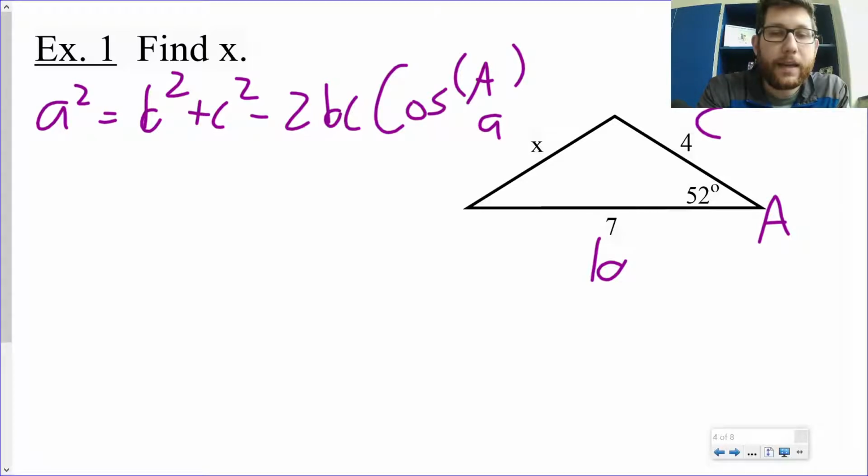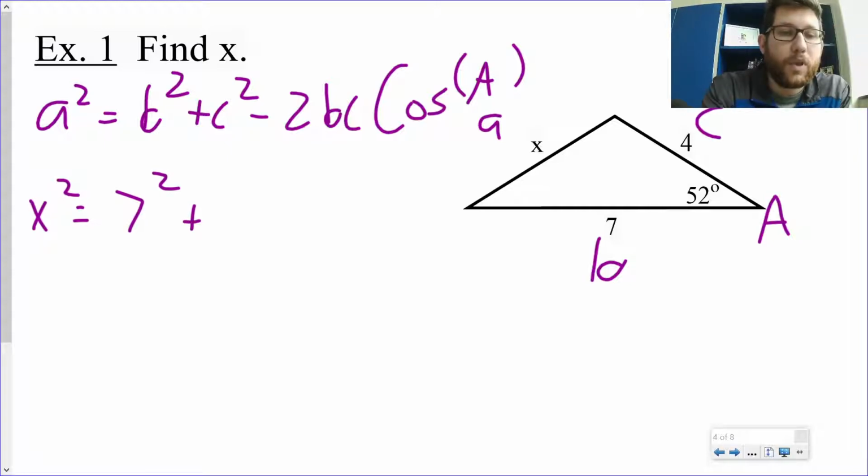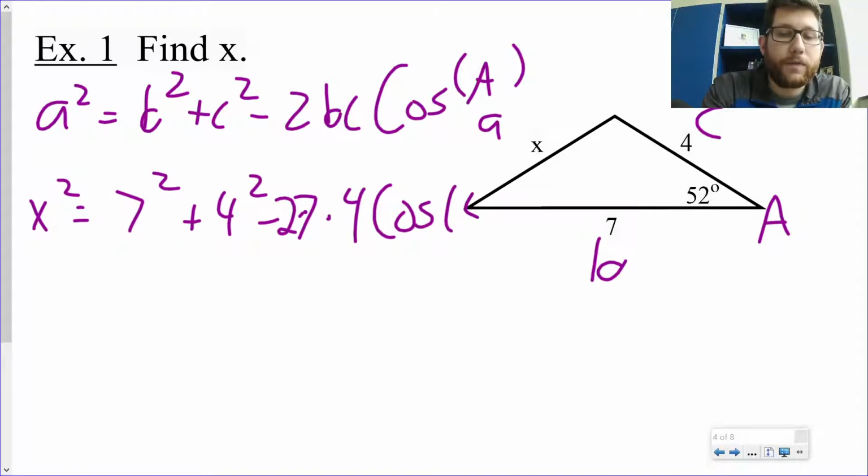So the A side here is x, so I've got x squared is equal to my b squared, so 7 squared, plus 4 squared, minus 2 times 7 times 4 times cosine of 52.